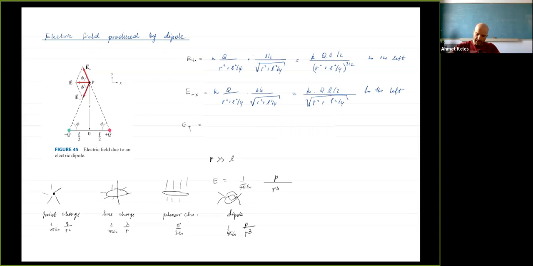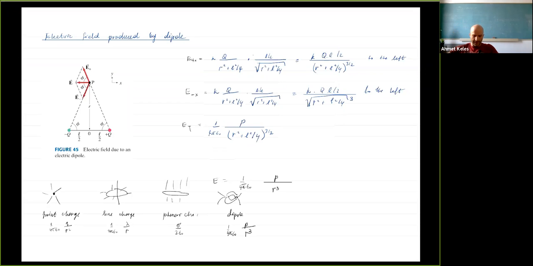Now I can sum this plus this, which is what? Maybe I can write K is equal to 1 over 4 pi epsilon naught. So I have Q times L over 2 plus Q times L over 2, which will be equal to Q times L. But I know Q times L is equal to P. Let's just write it P for short. This is P divided by, and the denominators are the same, this guy and this guy. So this, I forgot the cube here. So this is going to be R squared plus L squared over 4 to the power 3 over 2. And that's the final result, right?